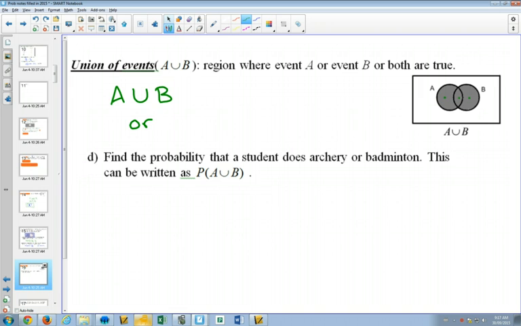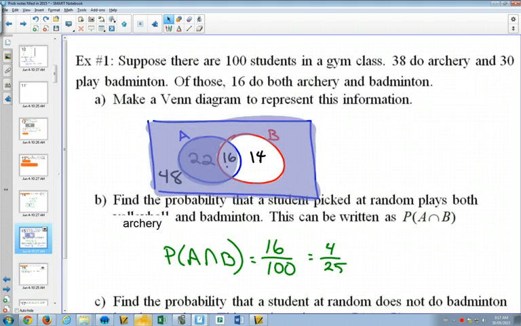The way that I remember this symbol is I like to think of this as A or B. And I find that helps. So the "and" one kind of looks like an A. And A or B kind of fits. So now we can go back to our diagram and find the probability that a student does archery or badminton. Well, that would be all three of those sections. And it's 52.